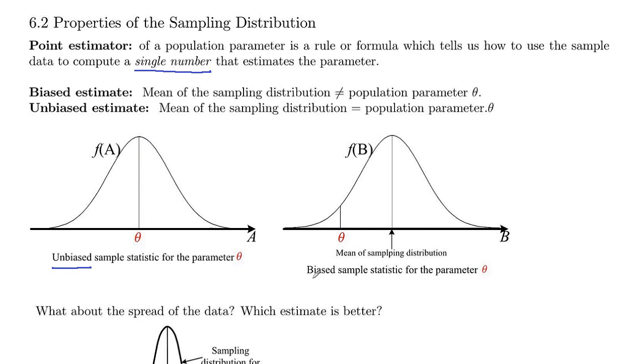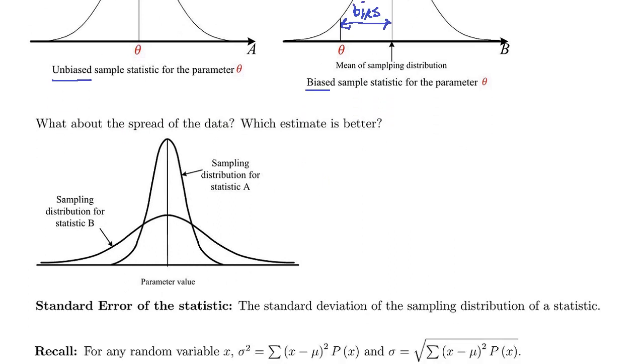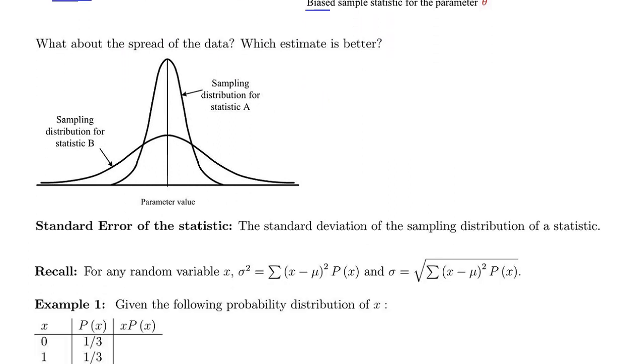Now over here, this is a biased sample statistic. So here's our population parameter, but over here is the mean of our distribution. So this difference here is bias in the estimate. So bias is one thing that we want to consider. We always want an unbiased estimator. Also, we want to consider the spread of the distribution and how that makes the estimate better.